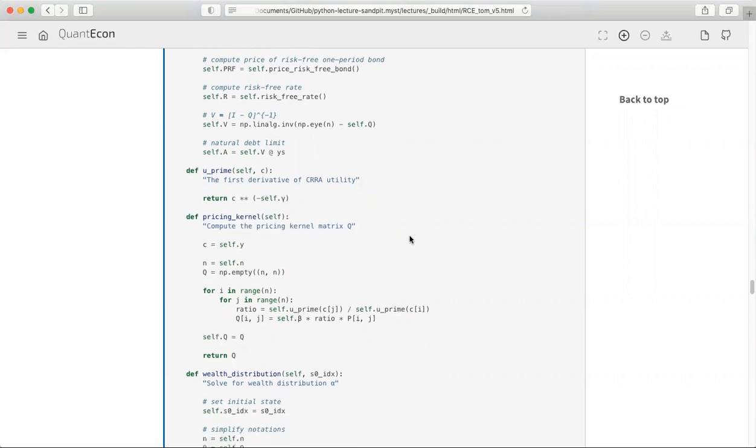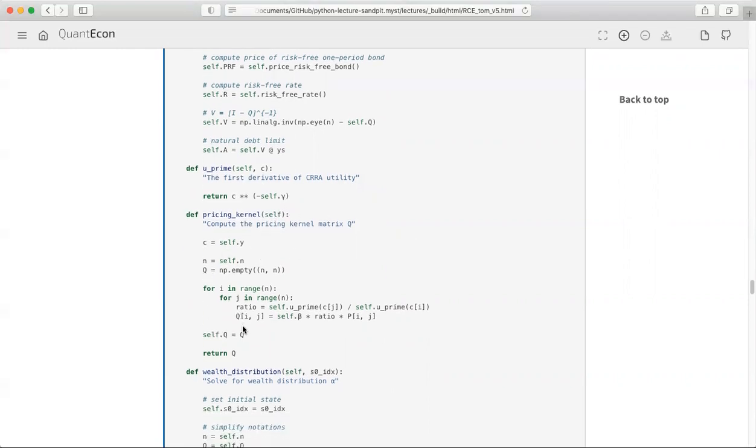So what's the pricing kernel? Let's read this. Qij is equal to beta times this ratio, which was computed somewhere, times this transition probability. Well, the ratio is just going to be, here's ratio, U prime of Cj over U prime of Ci. That's next period's marginal utility over this period's. So this is just that formula.